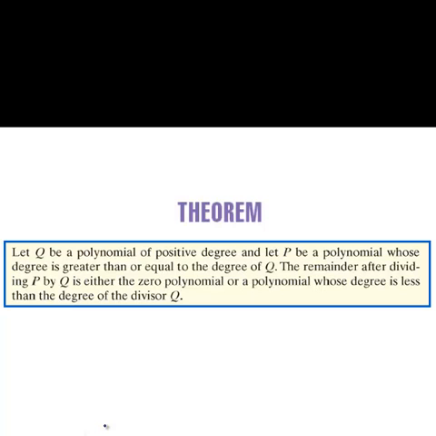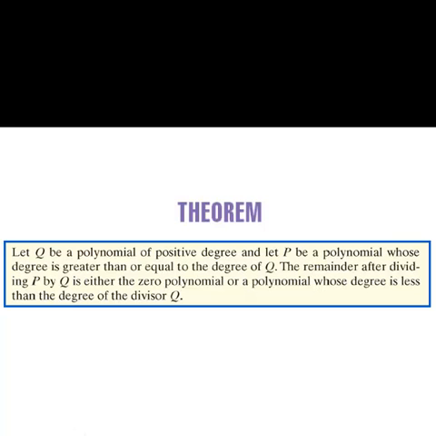Let's take a look at this theorem. Let Q be a polynomial of positive degree, and let P be a polynomial whose degree is greater than or equal to the degree of Q. The remainder after dividing P by Q is either the zero polynomial or a polynomial whose degree is less than the degree of the divisor Q. That is true.